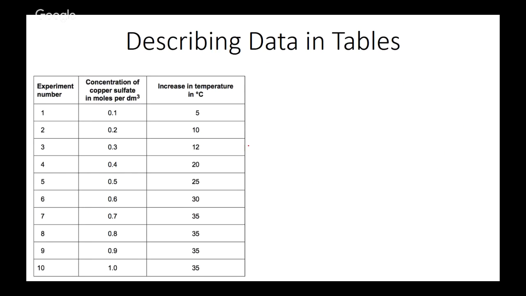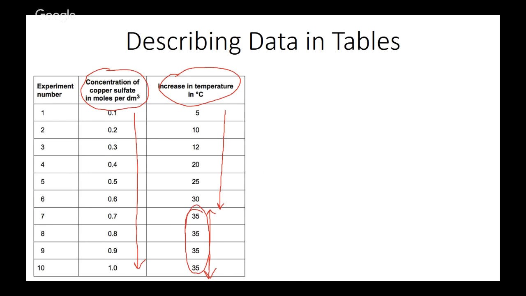Really common trend has also been describing data in tables. I'd like you just to treat these a little bit like you would your ISA case studies. So here we've got concentration of copper sulfate and temperature. So look at the pattern in the data. As this is increasing, so is the temperature. However, you get to this point here and there's no further increase in temperature despite an increase in concentration. So look carefully for this kind of leveling off idea where this variable is not increasing anymore.